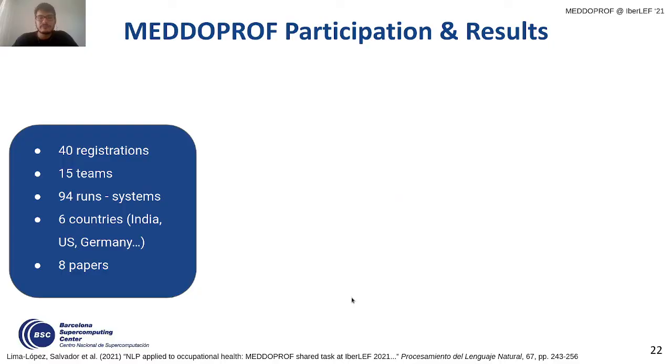Okay. Now, I already explained the motivation behind the task. I already explained the data and the generated resources. I'm going to talk a little bit about the participation and the results. Overall, we had 40 registered teams, out of which 15 ended up participating, and all in all they submitted 94 runs or systems. These teams are from 6 different countries, including India, the United States, and Germany, and the participants presented 8 system description papers.